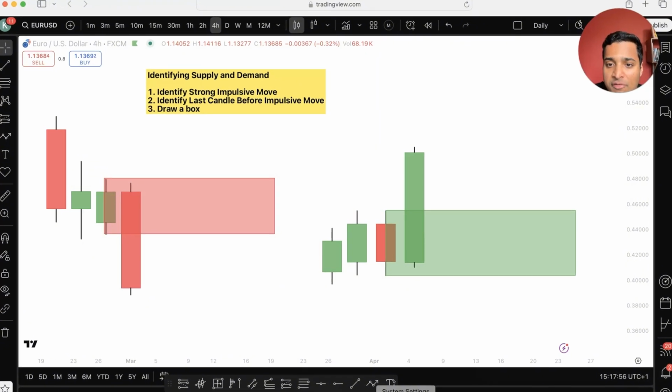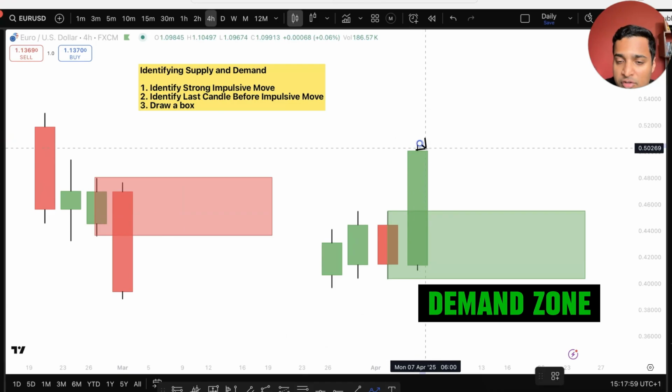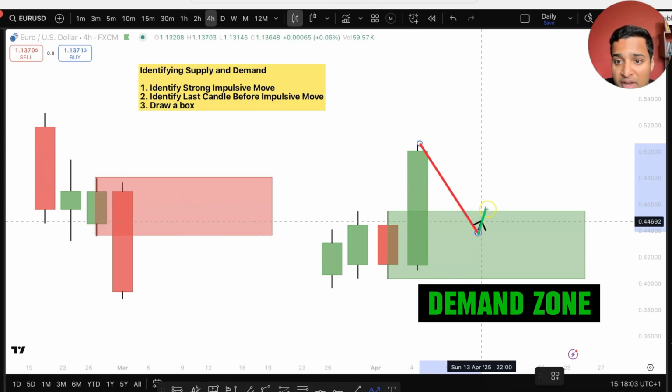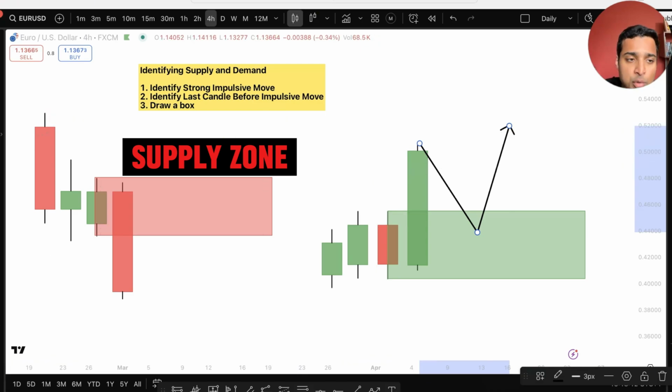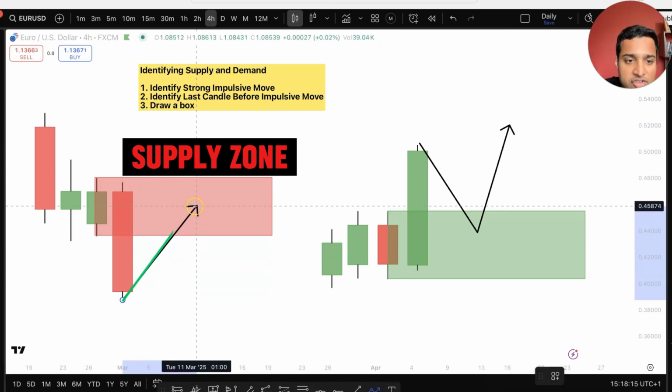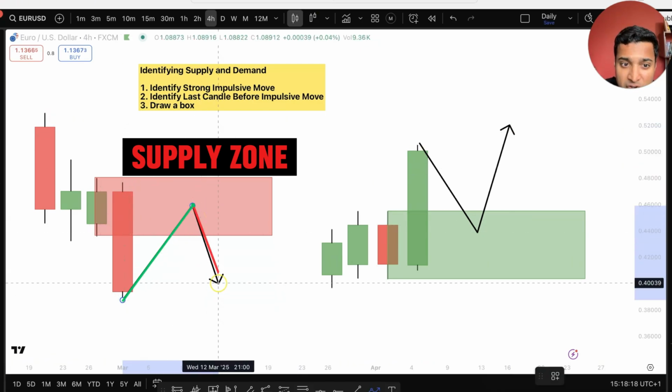And in the case of the demand zone, you would wait for price to return like this, and then you can buy to take price much further up. In the case of the supply zone, you would wait for price to come back to it like this, and then you can sell to take price much lower down.